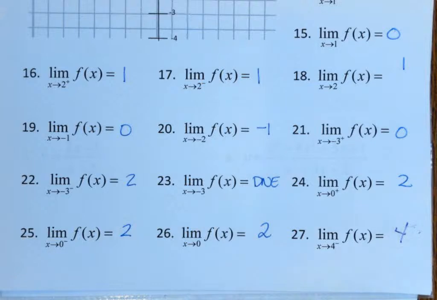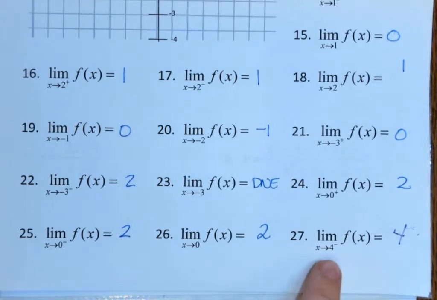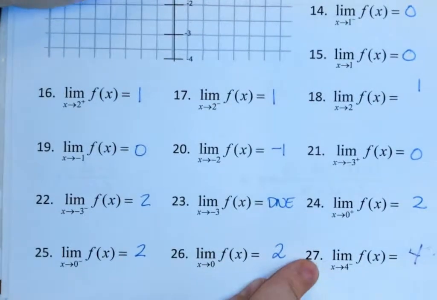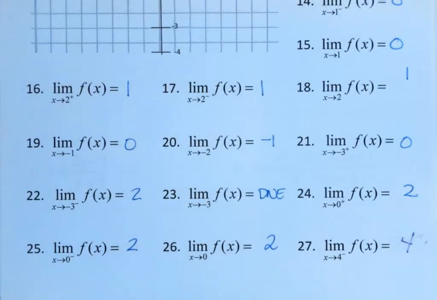I was listening, Jaden, to what you were saying on 27. It's a positive 4 that you're looking at there from the left-hand side. So that one does exist. If I had said negative 4 from the left-hand side, it would have been does not exist.